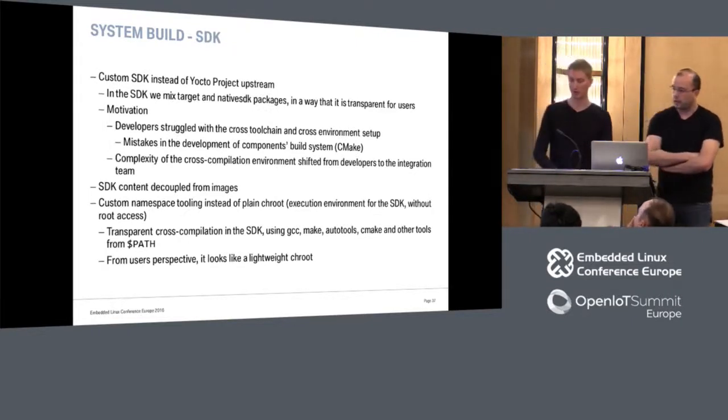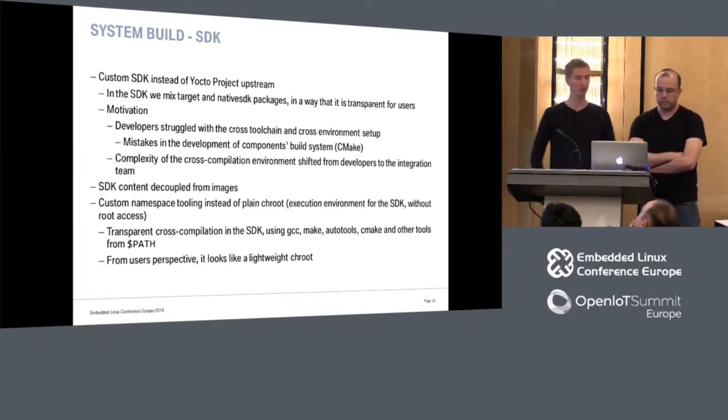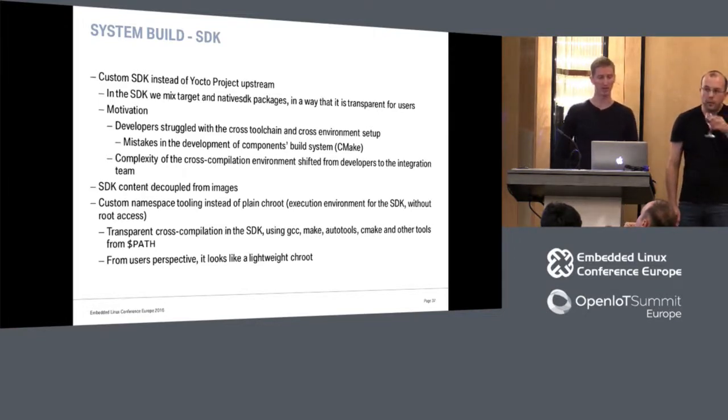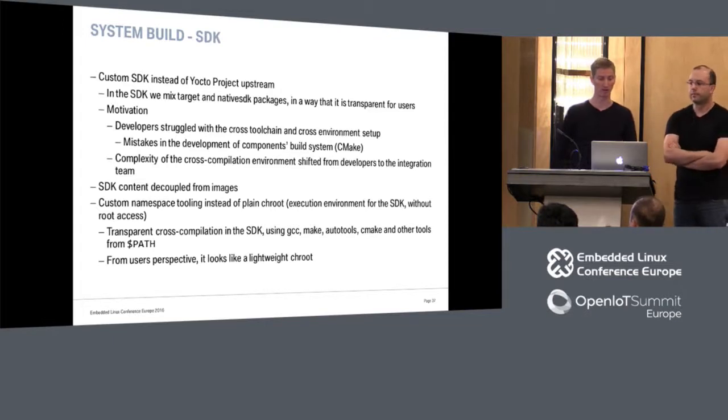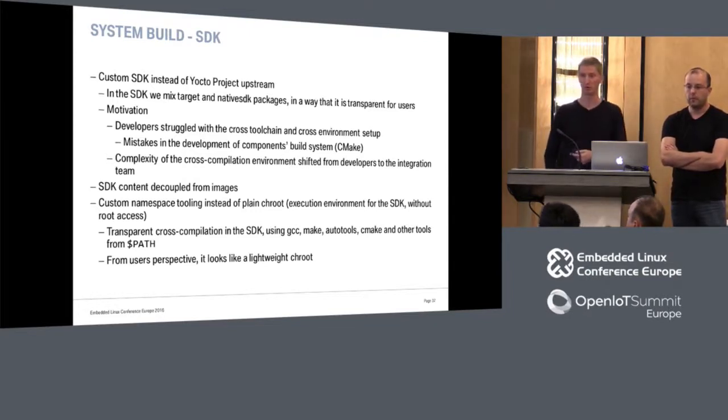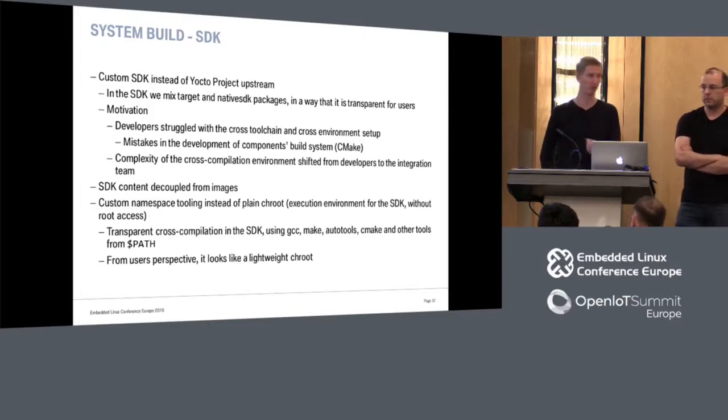Okay, then a few words about our SDK. We use a custom SDK instead of the Yocto upstream version. Our SDK mixes target and native SDK packages in a way that is really transparent to the users. The motivation is that developers have struggled with the cross-toolchain and the cross-environment setup and made mistakes in the CMake setup. In our way, the complexity of the cross-compilation setup is shifted from the developers to us integrators who manage the SDK. The SDK is also decoupled from the images, so we can have some stuff in the images which is not allowed for the developers to use, but for various reasons we need to provide it in the images. So we have tighter control of the APIs that we expose to developers and urge them to use.